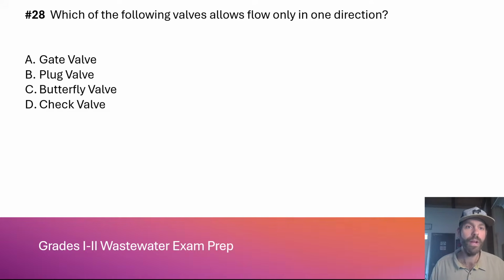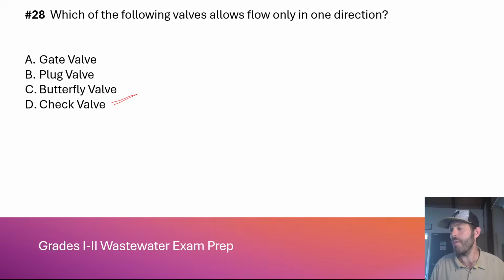Number 28, which of the following valves allows flow in only one direction? A, a gate valve, B, a plug valve, C, a butterfly valve, D, a check valve. Which valve allows flow only in one direction? And that would be D, a check valve.